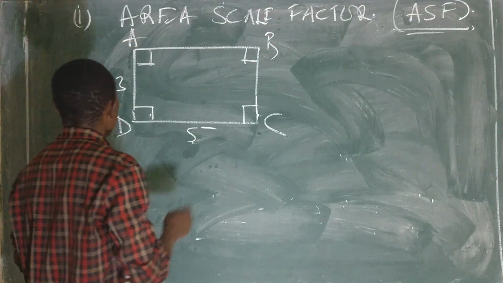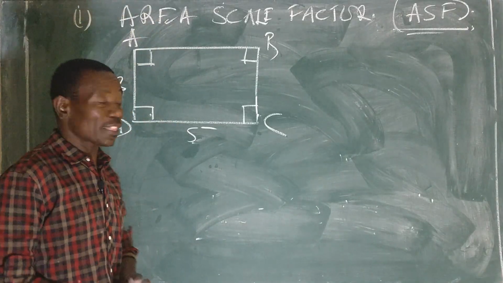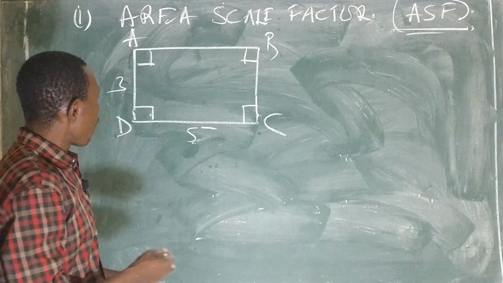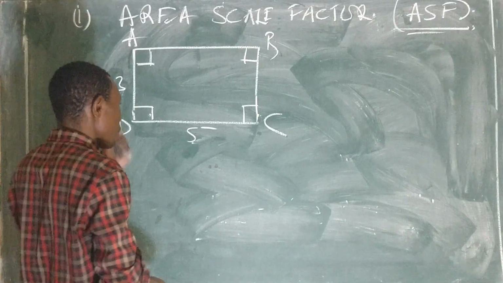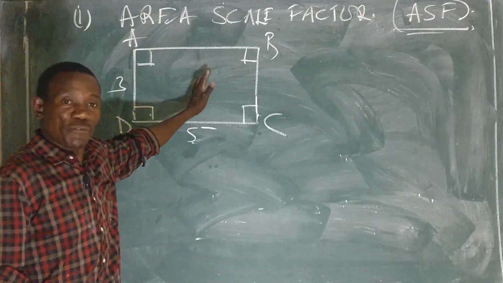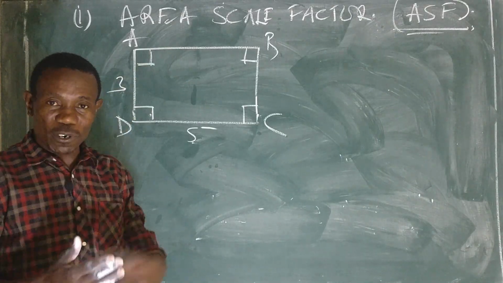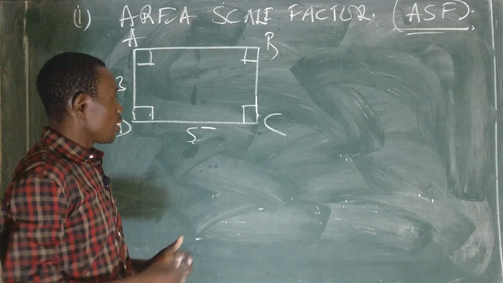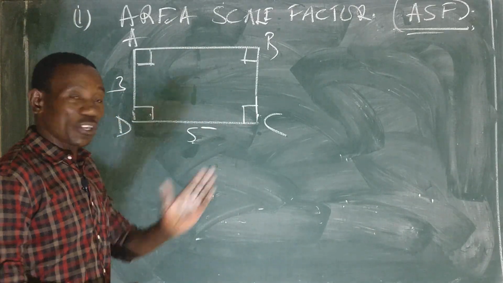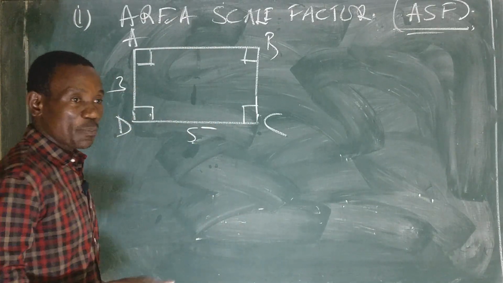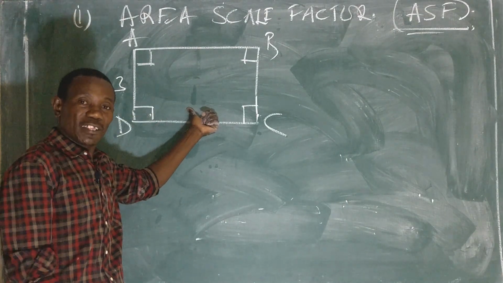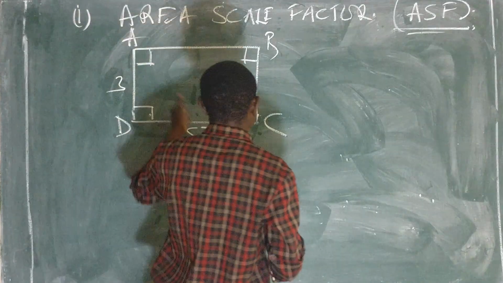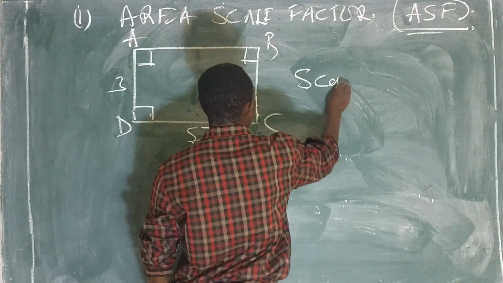If I'm to produce a figure that is similar to ABCD, one way I can do that is by simply enlarging this figure, either to a smaller size or to a larger size. At the end, the figure I'll have we call the image. We expect that one to be similar to the figure we have at hand. So let's try to enlarge this one by a scale factor.